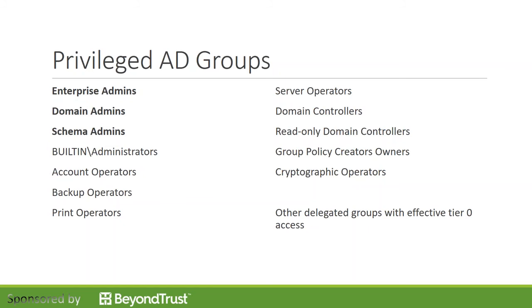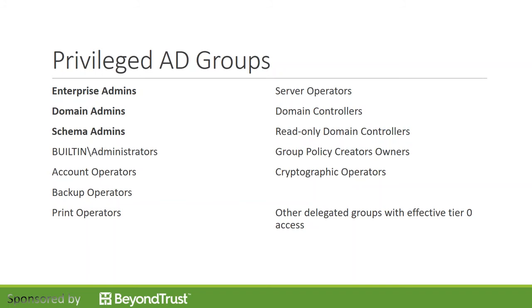So things like print operators, they actually have privileged access to domain controllers. So if you're using print operators to manage printers in your domain, then you're also giving those users privileged access to Active Directory. Now at the end there you can see that I've said other delegated groups with effective Tier 0 access. So Tier 0 is basically all of your domain controllers and any groups and users that are allowed to control those domain controllers.